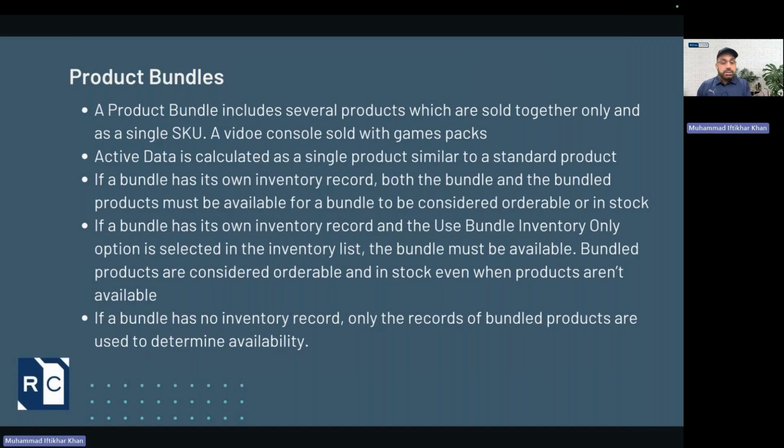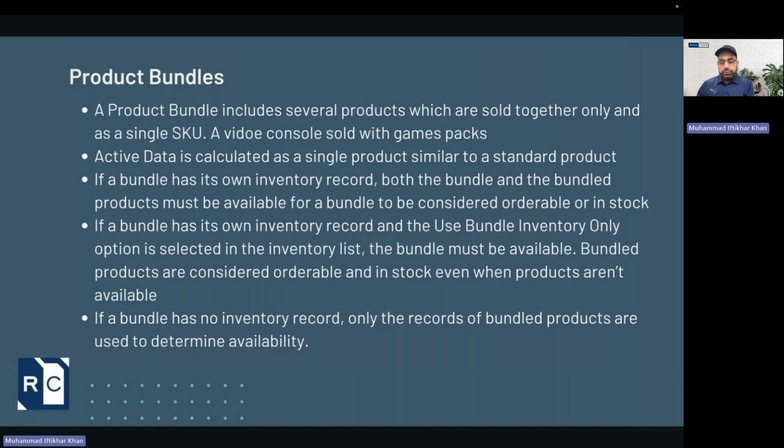And the third scenario is that if a bundle has no inventory record, meaning you have not defined the inventory record at the bundle SKU level, only the records of the bundled products are used to determine the availability. In this case, the system will check the bundled product inventory and consider whether the bundle is in stock or out of stock. So this is all about the bundle product.